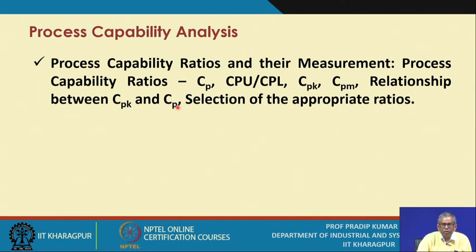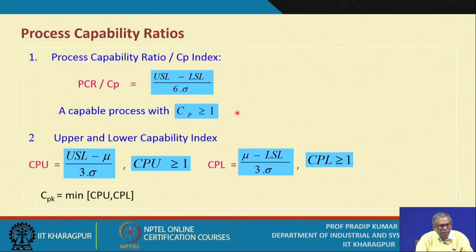with Cp, we try to assess the potential of a process, and if the potential is assured, then you will go for measuring the process capability. Is it okay? So, what could be the relationship between Cpk and Cp, we will explore, and what is the scientific basis of selecting the right kind of process capability ratio. This is an important issue. We will also discuss this aspect.